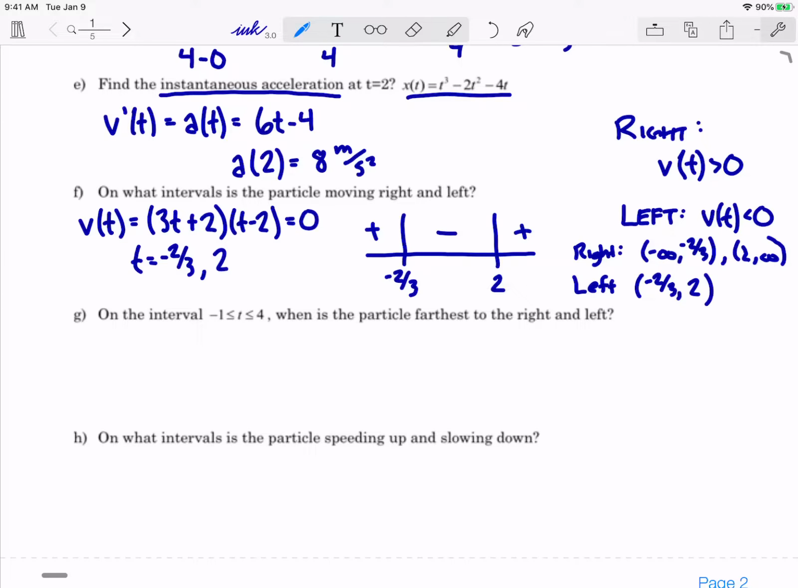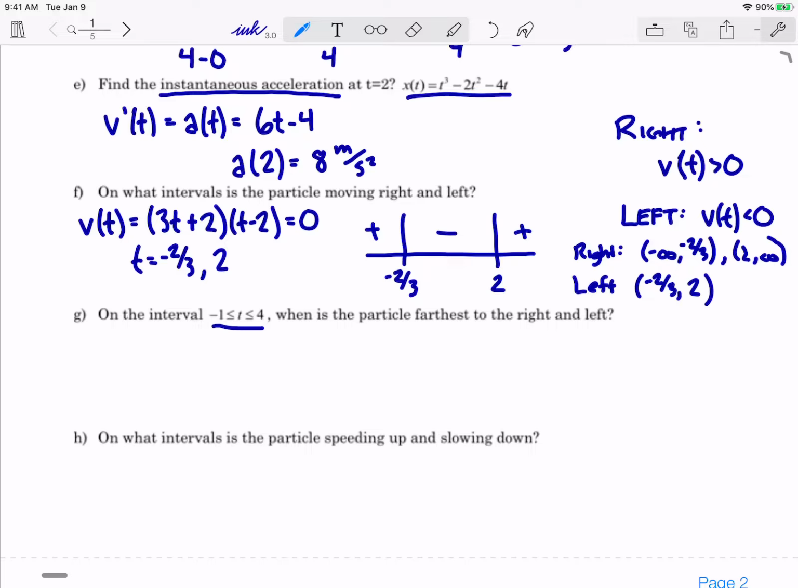Alright. Next one says, when is the particle furthest to the right on the interval negative 1 to 4? So ultimately, I would want to find my critical numbers for velocity, which I just did, negative 2/3 and 2. Remember, critical numbers are where your derivative is 0 or undefined. So I need to plug in those critical numbers that fall within that interval, negative 1 to 4, which in this case is both of them.